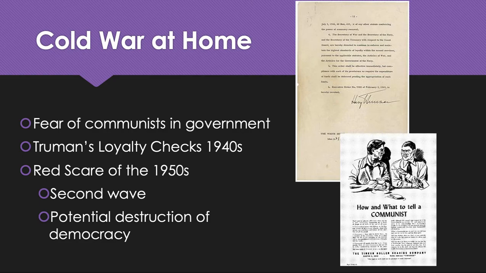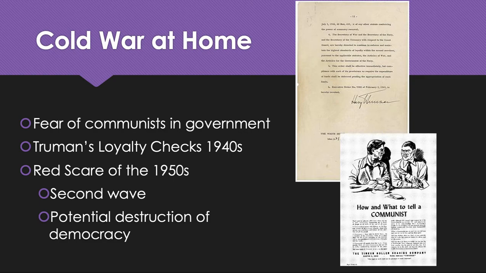So, what it essentially did was go through government employees and ask them to pledge their loyalty to the democracy of the United States, to the government of the United States. And that was supposed to be the end-all be-all if there were communists in the government. But that's just one of the actions that we take because of this fear of the Red Scare.